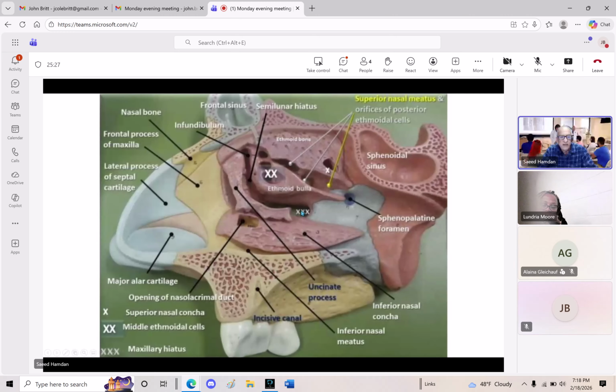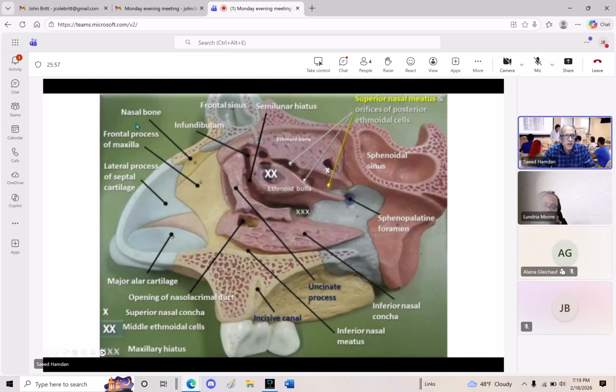Or you can call it the semilunar hiatus, basically. It's the same thing. This is basically the one that I just showed you. And this is the inferior nasal concha. So basically the conchae are going to be the shelf-like structures in the nose. When you breathe, instead of the air going straight, it's going to have some seconds just swirling around before it goes in.